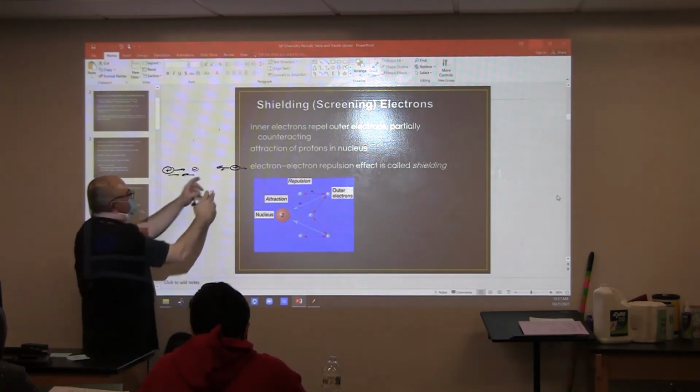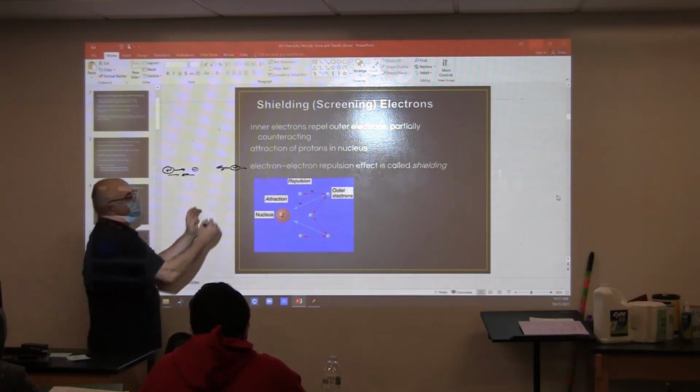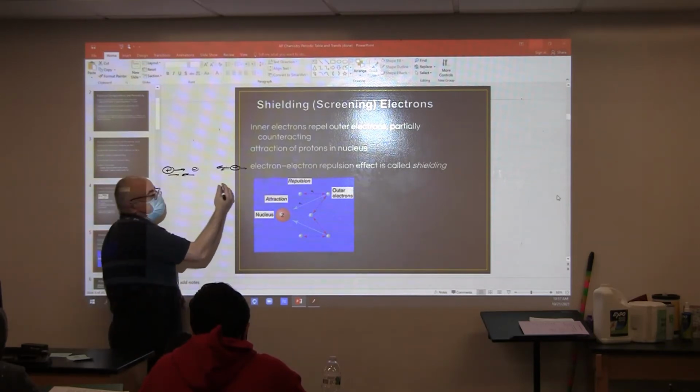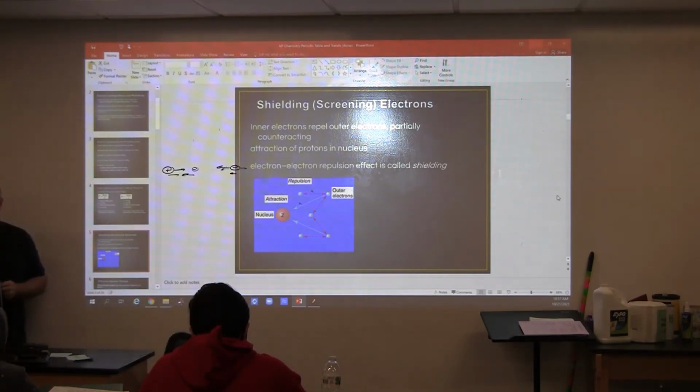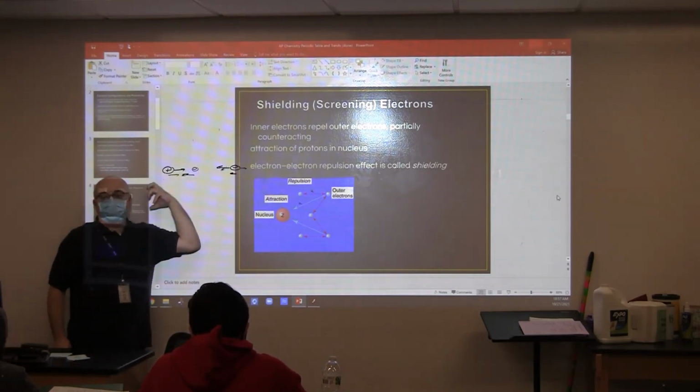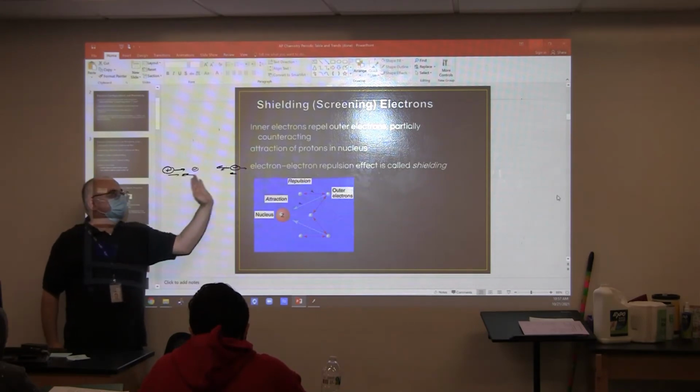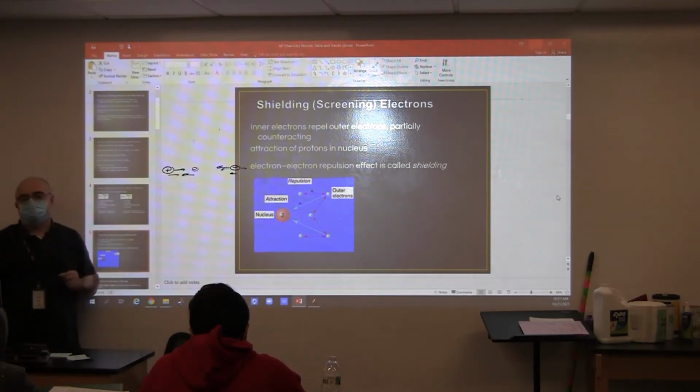So this is still feeling the same attraction as before. But if I'm pushing it away, isn't it effectively like saying overall there's net less inward pull? Like if some of this is still pulling me in like it always did, but some of it is pushing me away, doesn't this kind of feel less overall inward pull? That's what shielding really means.